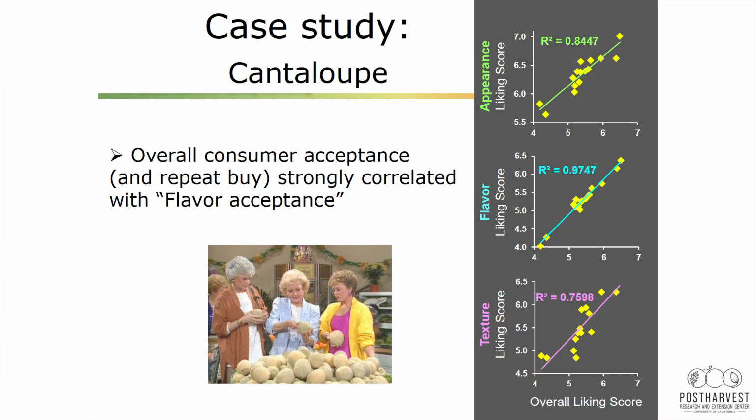All of them are correlated to overall liking, but flavor is really the one that is the most tightly correlated with overall liking, right? So this indicates that people care most about flavor. Appearance is important. Firmness, texture is important, but flavor is really what people are after.